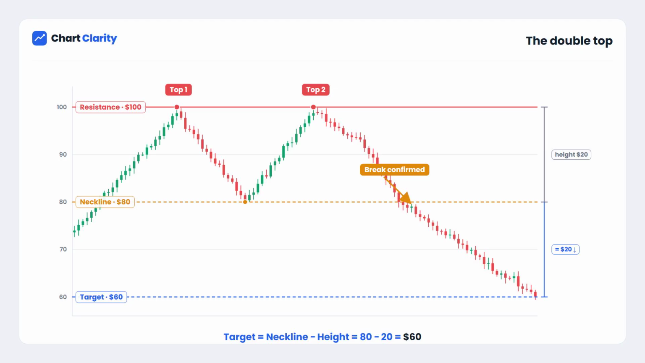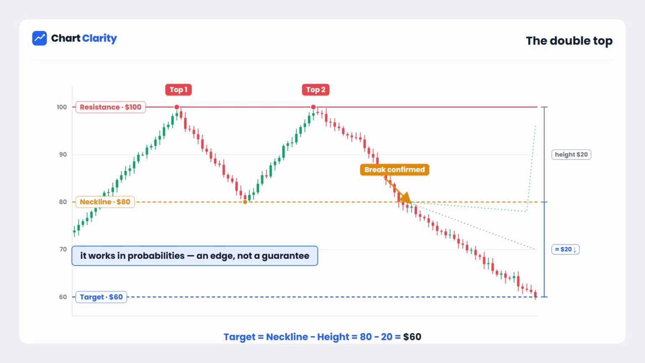Now the honest part, the part that separates real traders from gamblers, this is not a crystal ball. The double top does not work every single time. Nothing in trading does. What it gives you is an edge, a tilt in the odds in your favor. Sometimes price breaks the neckline and falls all the way to target. Sometimes it falls halfway and stops. And sometimes it fails completely and shoots right back up. And that is okay. Trading was never about being right every time. It's about taking setups where the odds are on your side over and over and protecting yourself when you're wrong.